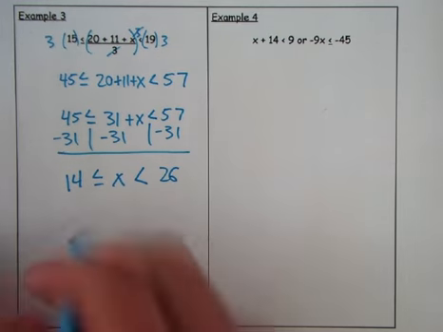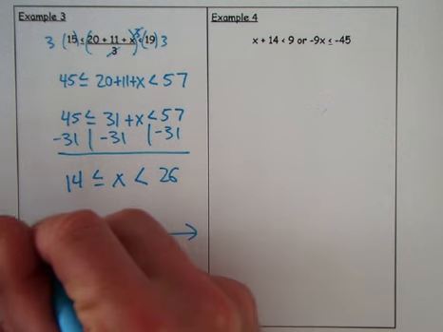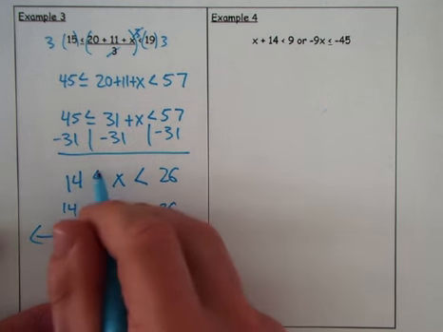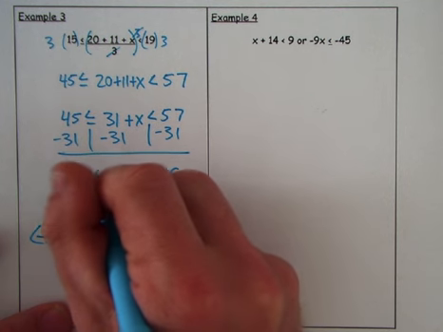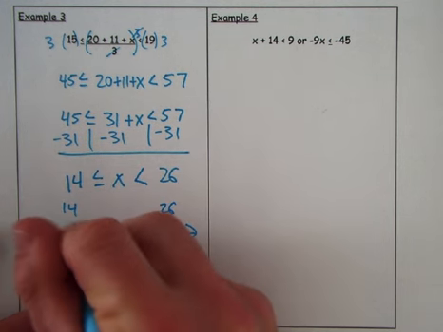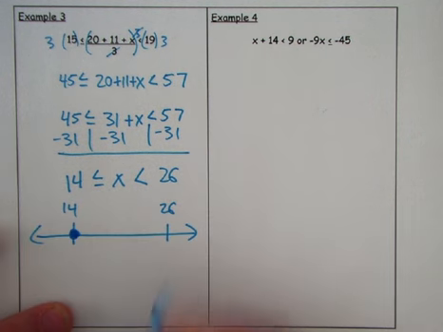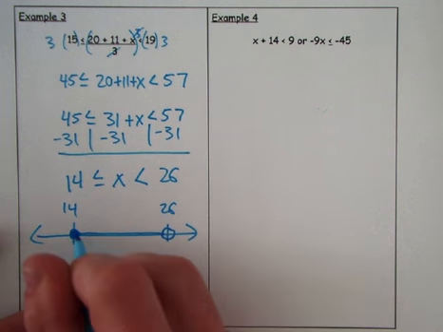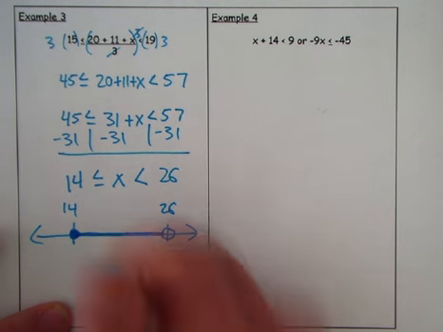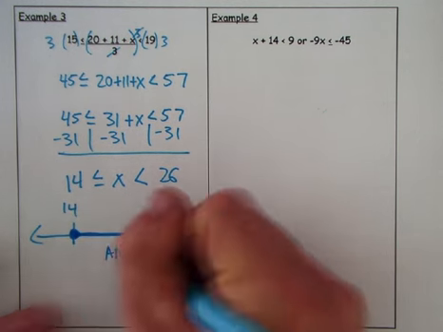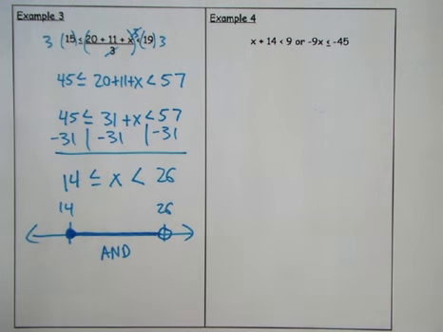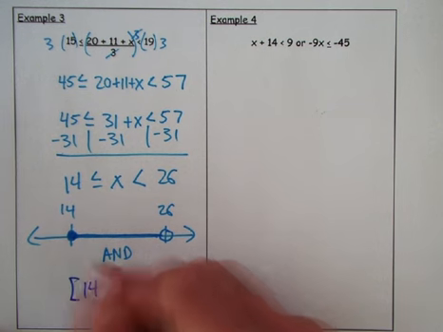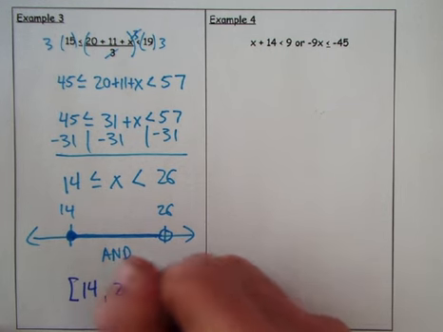All right, how do we graph this? Well, we know 14 is down here. We know 26 is here. 14 less than or equal to, that is a closed circle because it's less than or equal to. We draw our circle, close it. This is an open circle because it's less than. Shade in between. This looks like a sandwich, right? This is an "and". How would we represent this in interval notation? Well, over here we have a closed circle, so this is a bracket, 14, comma, 26, open circle, parentheses.